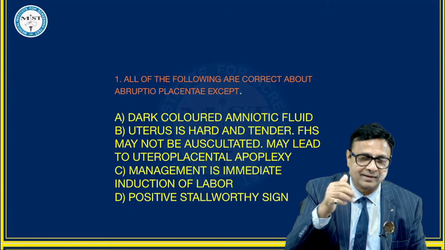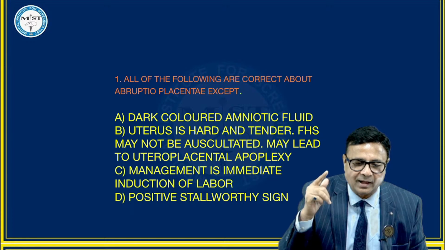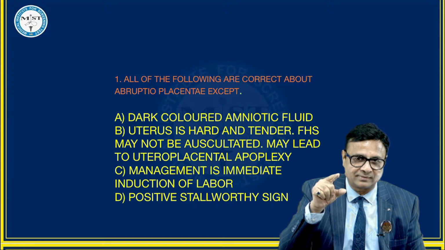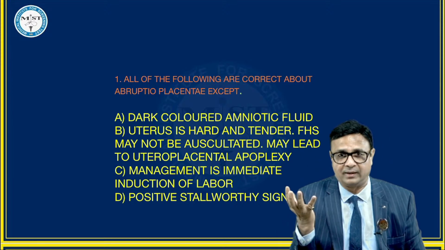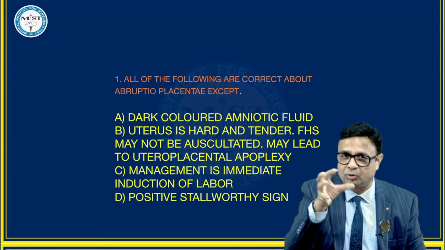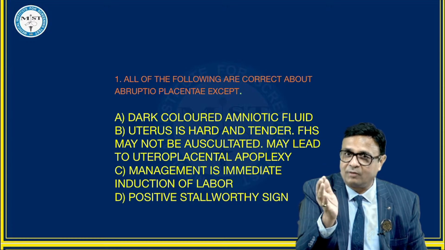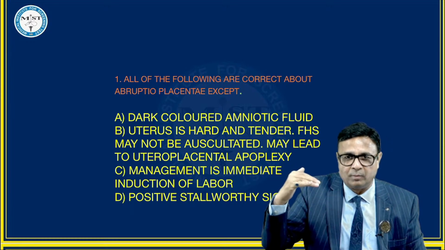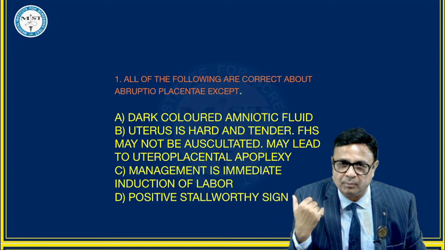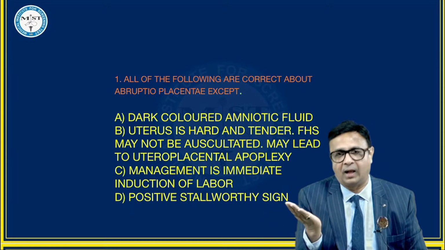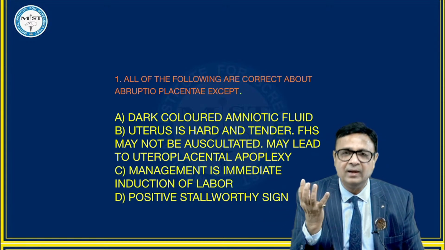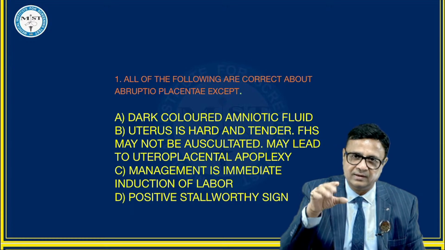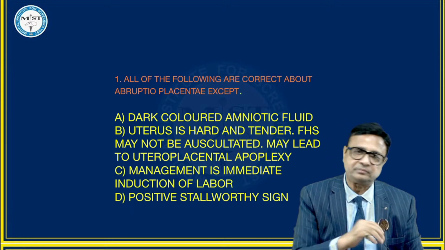This is also correct. Another name of uteroplacental apoplexy is Couvelaire uterus. What is Couvelaire uterus or uteroplacental apoplexy? After separation of placenta, this retroplacental blood enters the myometrium and reaches up to the outermost layer of the uterus, that is the serosa. This is called Couvelaire uterus, and another name for it is uteroplacental apoplexy. So this is also a correct statement.